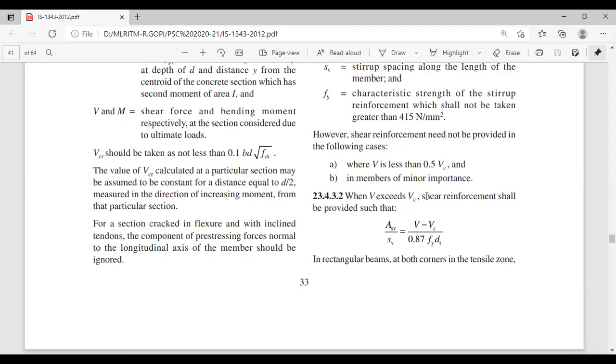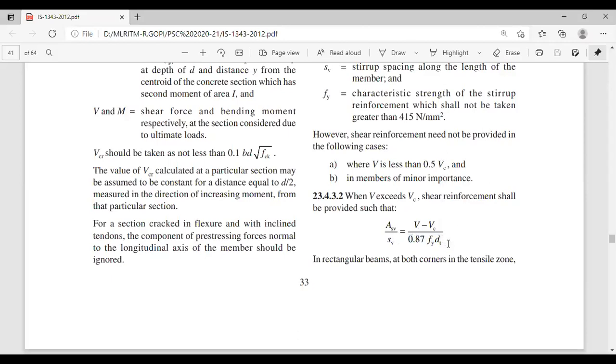Because the balance 25 kilonewton is there, we have to design for the 25 kilonewton, that means the balance shear force. So this is your balance shear force, that means V − Vc. V is nothing but the external shear load, and Vc is nothing but the shear resistance of the concrete. So Asv divided by sv equal to (V − Vc) divided by 0.87 fy dt.